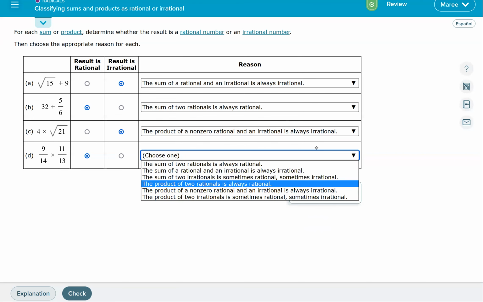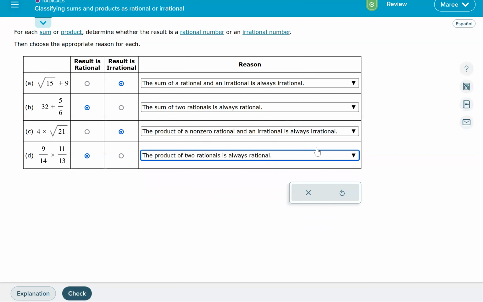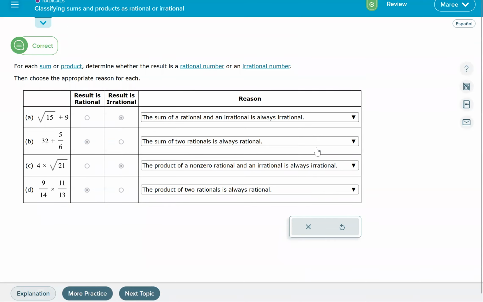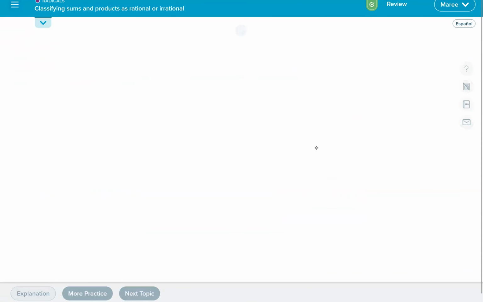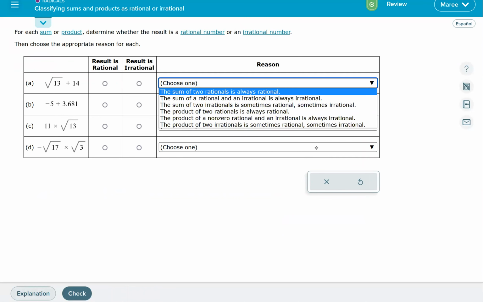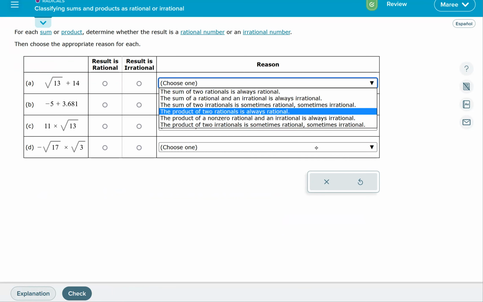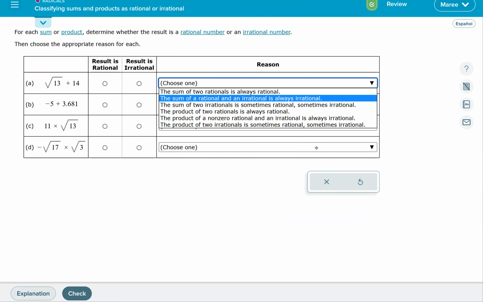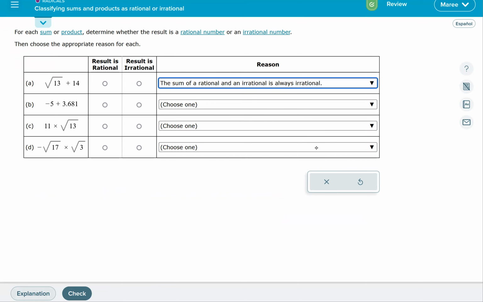Let's see, we have a product. If you want to check those as you go, you can. Okay, so here's another one. Square root of 13 is irrational. Okay, so you can look here and say the sum of a rational and an irrational, and it tells you it's always irrational, so we're going to pick that one.